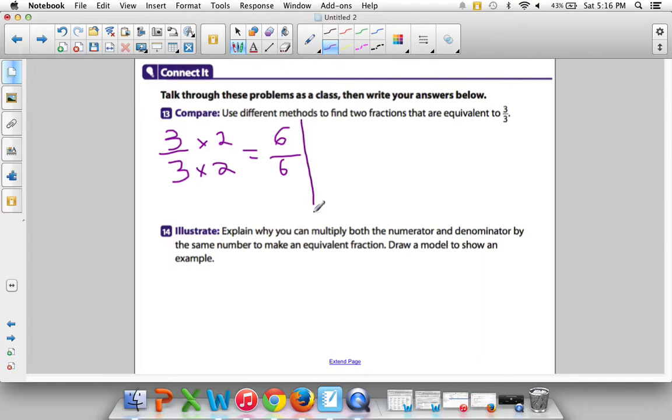Want to see a different way? I can show you a different way. Take your 3/3, and before we multiply by the same thing, let's divide by the same thing. Let's divide by 3. 3 divided by 3 is 1, and 3 divided by 3 again is 1. Did you know that 1 over 1 is the same thing as 3 over 3?